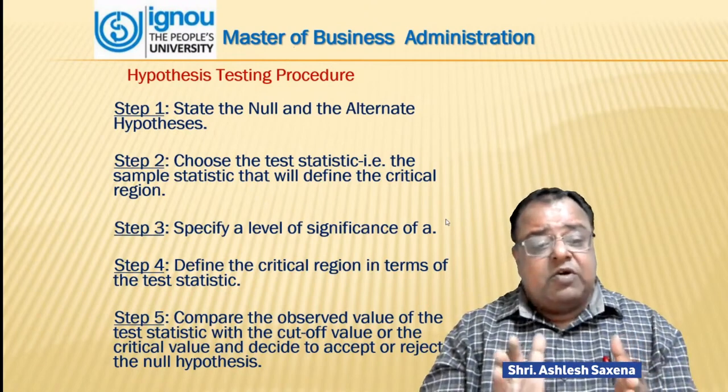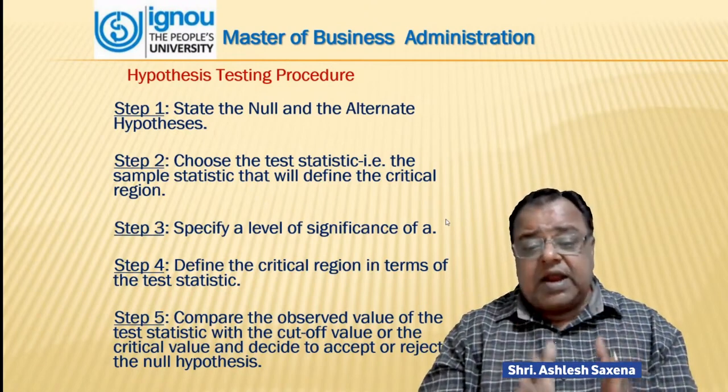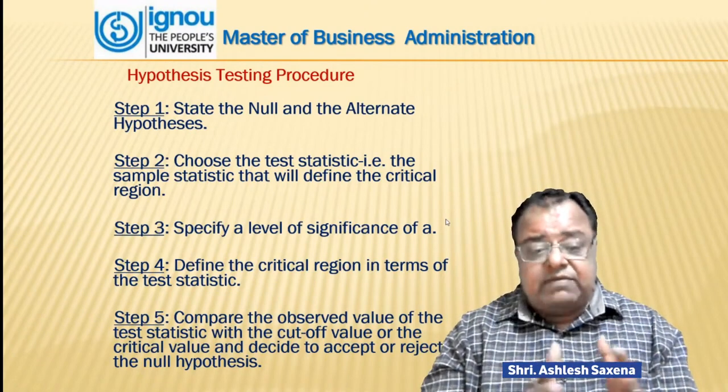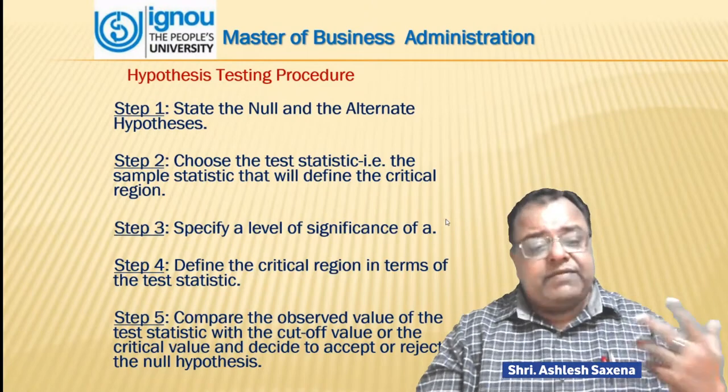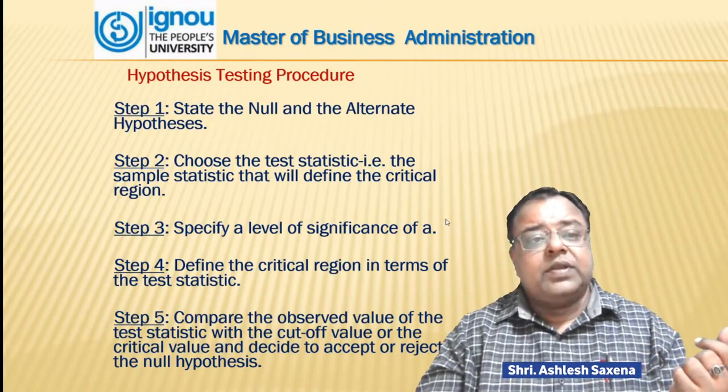Compare the observed value of the test statistic with the cutoff value or the critical value and then decide to accept or reject the null hypothesis. These are the 5 steps which are performed.